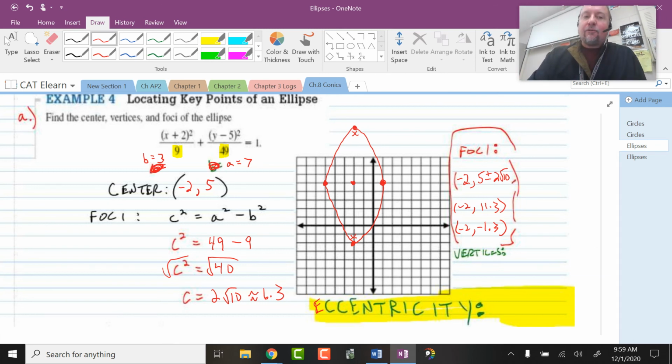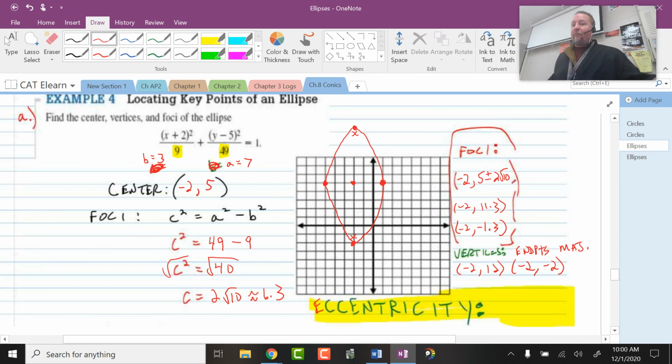Vertices, that's the endpoint of the major axis. Vertices are the endpoints of the major axis. From the center, I went up 7, and from the center, I went down 7. So the vertices are the endpoints of the major axis. I hate that term for this because they're not really vertexes. When we do parabolas, we have a vertex. When we do hyperbolas, we'll have vertexes because we'll have something that looks like 2 parabolas.